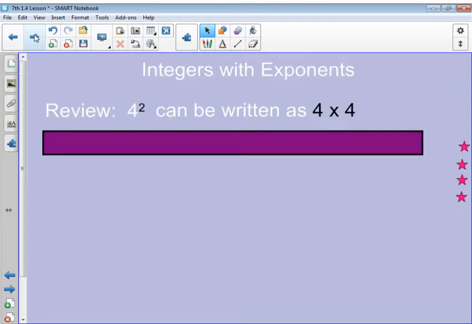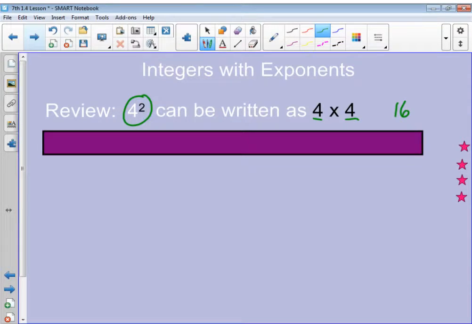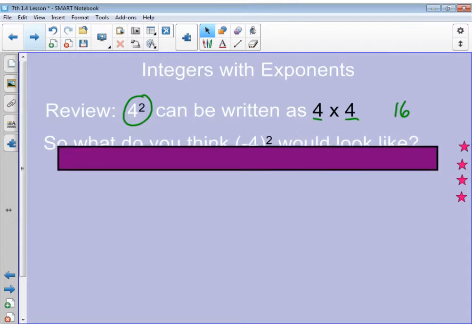Multiplication. Okay, so what happens when we get integers that have exponents? We're going to review what happens when it's a positive integer. Here, if we had 4 squared, we could rewrite that as 4 times itself twice, right? Which would give us 16. So 4 squared would give us 16.